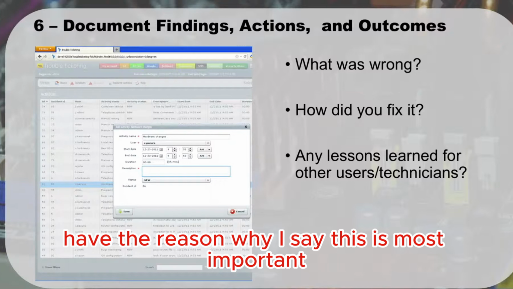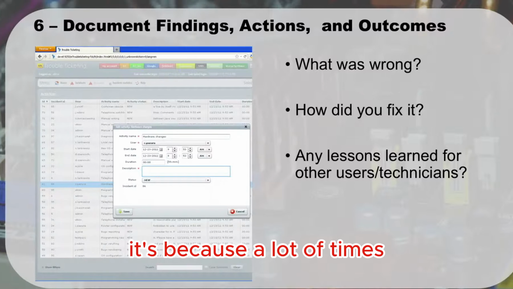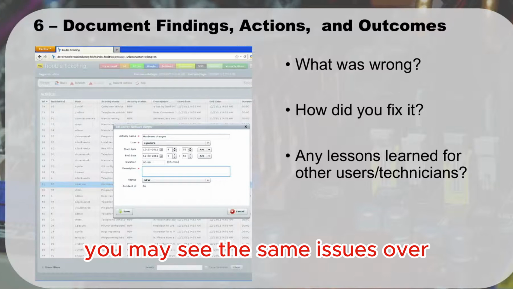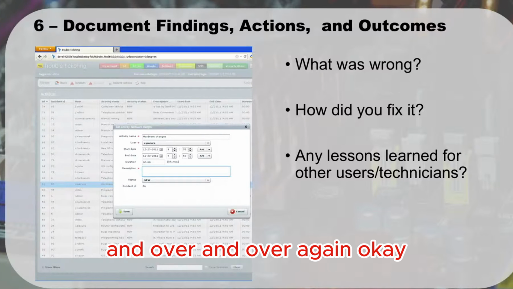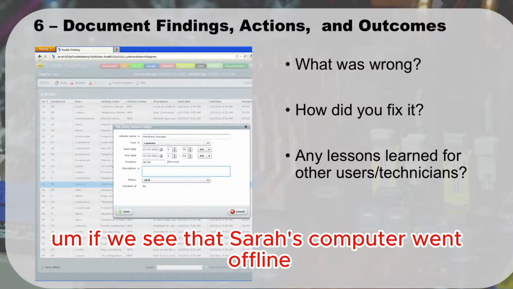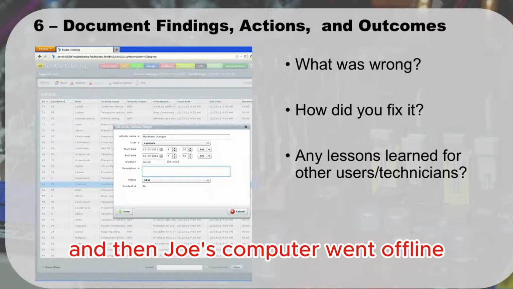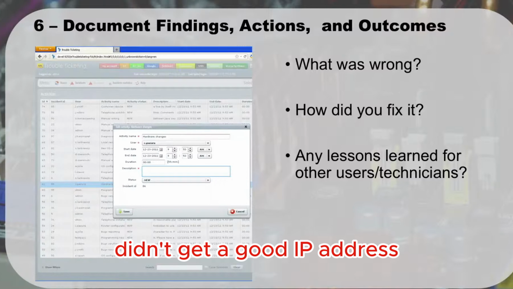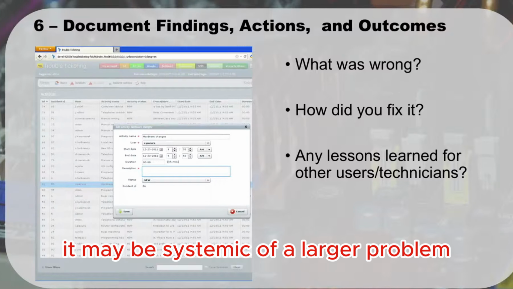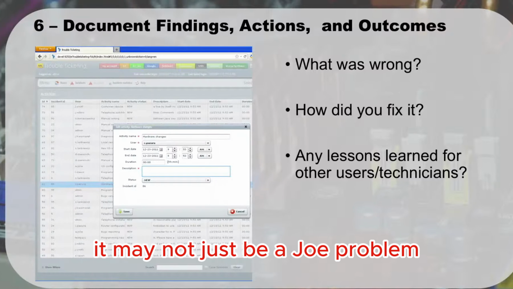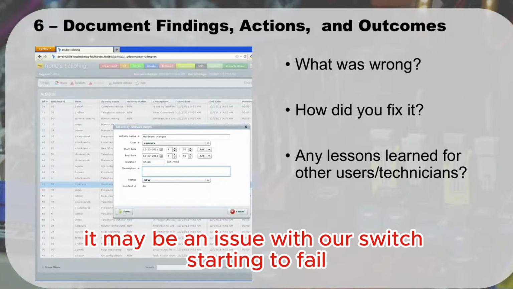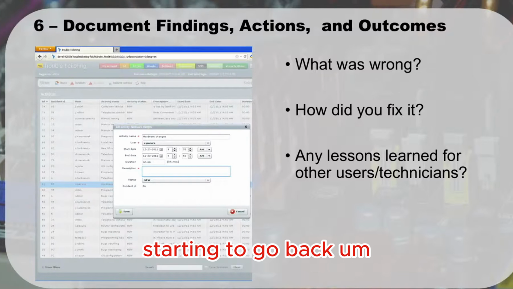The reason why I say this is most important is because a lot of times, especially in a corporate environment, you may see the same issues over and over and over again, okay? If we see that Sarah's computer went offline and isn't getting a good IP address, and then Joe's computer went offline, didn't get that IP address, it may be systemic of a larger problem. It's not just a Sarah problem. It may not just be a Joe problem. It may be an issue with our switch starting to fail. It may be an issue with our cabling starting to go bad.